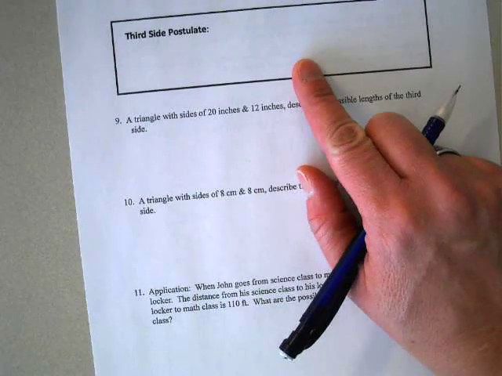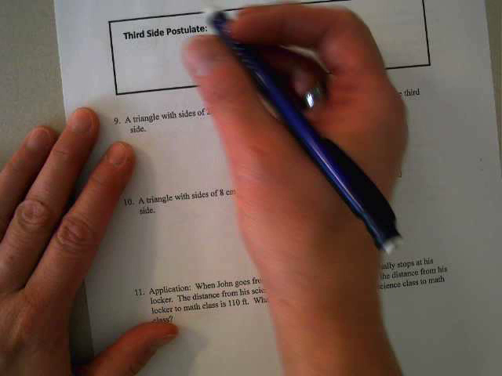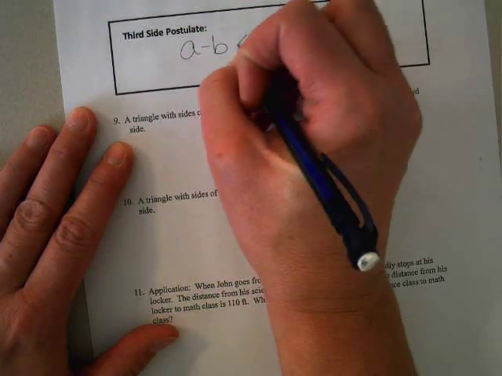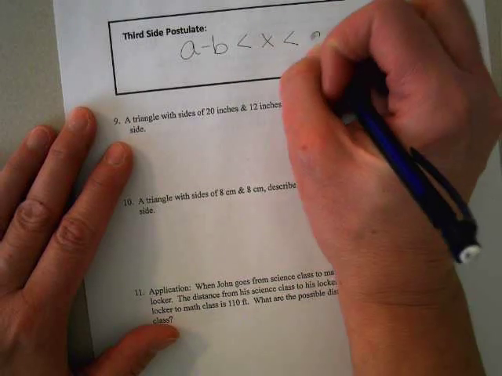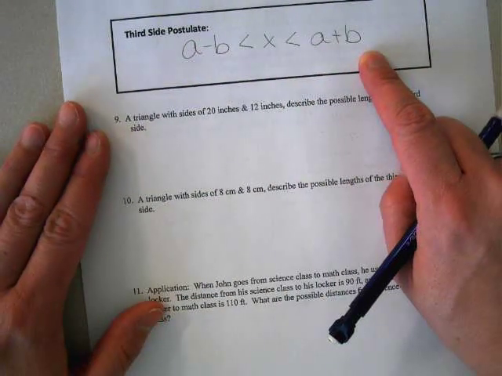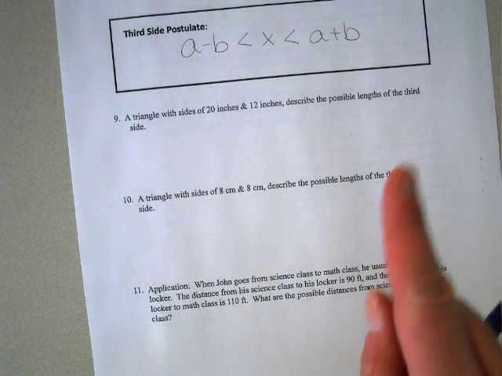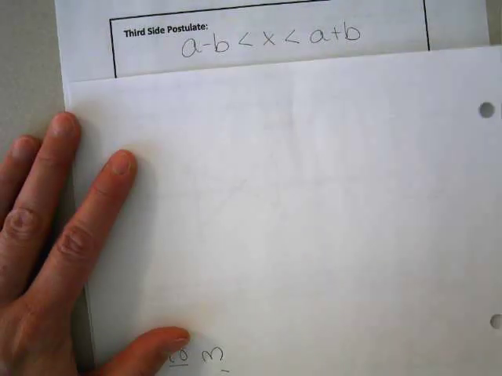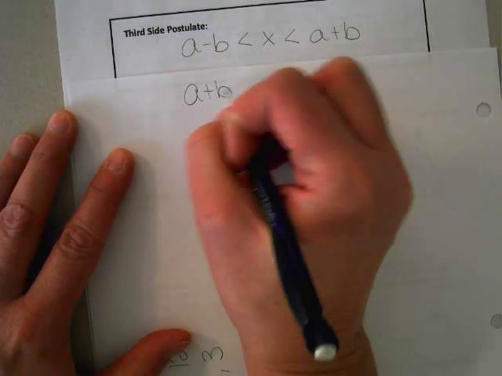Okay, turn your page. It's called the third side postulate. So basically what you're going to do is you're going to subtract them. Now, Sadie, if you want to reverse yours, you can. You're going to subtract and you're going to add. Now, this is the way that the book does it because it's the low on the left. But what Sadie told you, her symbols would be reversed. So she would go like this.